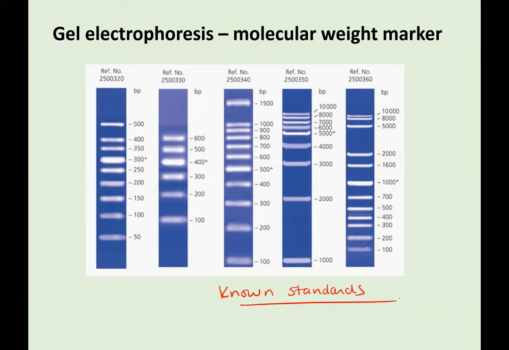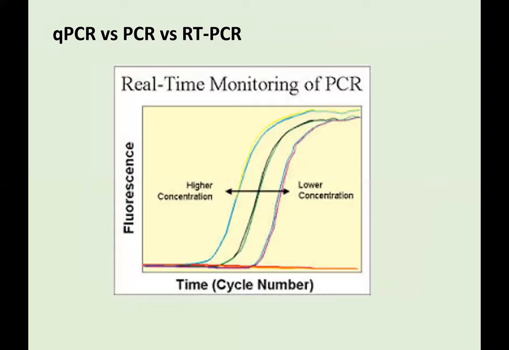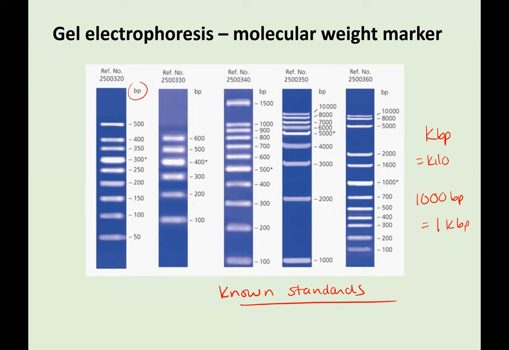And they're in base pairs. And if you see KBP, that means kilo, not with two L's, come on. So 1,000 base pairs is 1 KB, or KBP. Let's see what else. Okay. Couple other terms I want you to understand. I'm almost done, I promise.